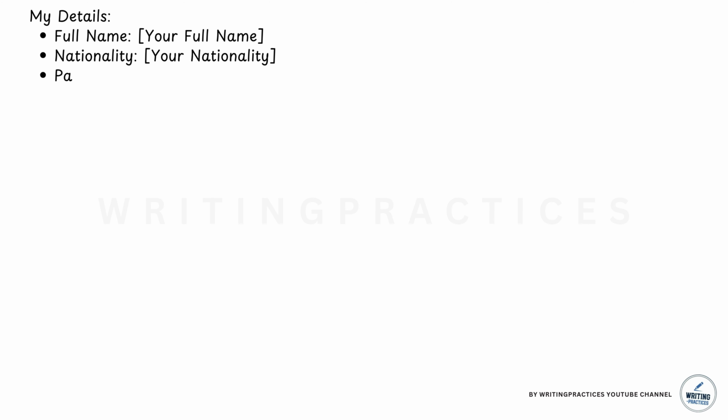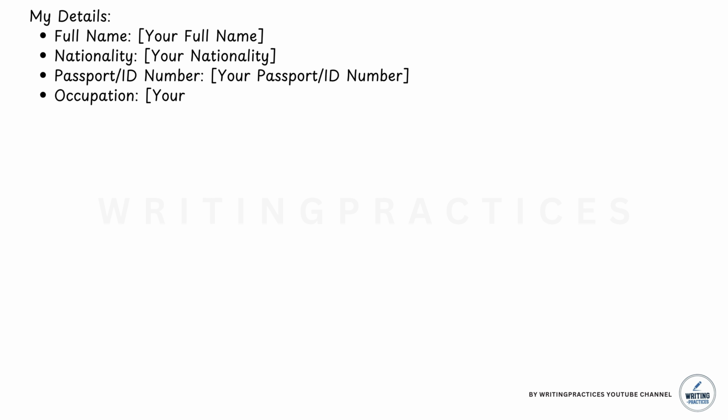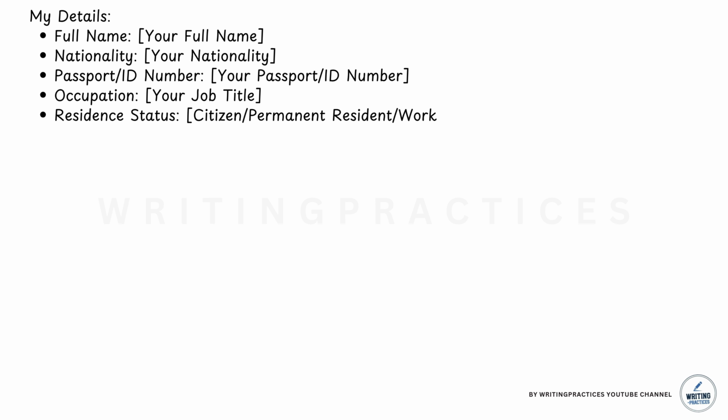Your details as the host. Similarly, you need to include your own details to establish your credibility as the inviter. Mention your full name, nationality, passport or ID number, occupation, your resident status, such as citizen, permanent resident, work visa holder. For example, my details, full name, John Doe, nationality, Canadian, passport number, C987-65432, occupation, software engineer, resident status, permanent resident. This helps confirm your legal status and ability to host a visitor.